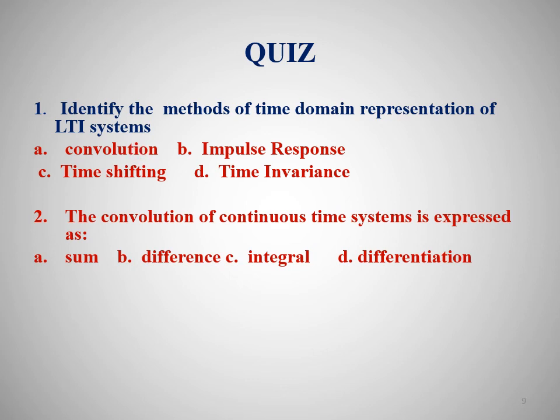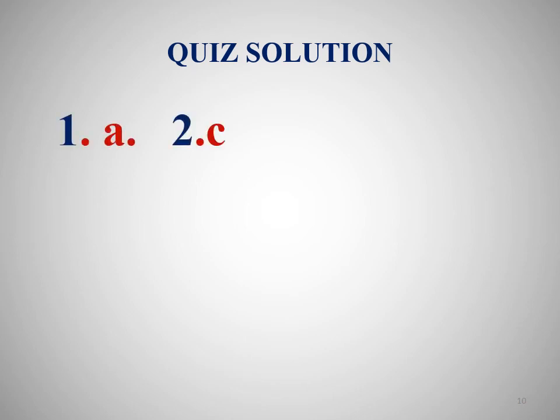Similarly, the second question states the convolution of a continuous time system is expressed as sum, difference, integral or differentiation. We are now aware that for continuous time systems, the convolution is represented by the integral. So the answer is 1a and 2c.